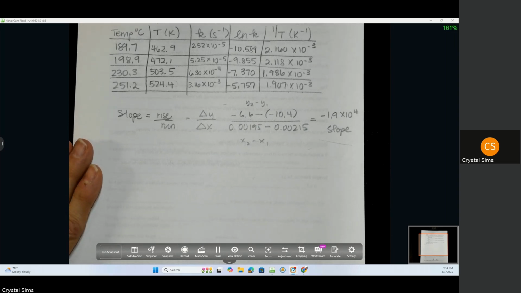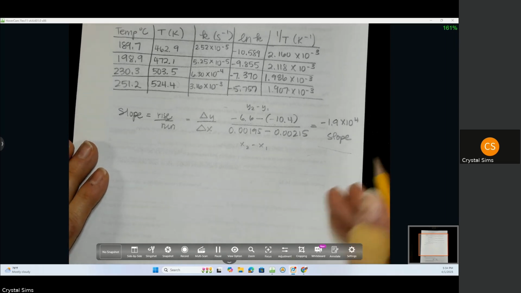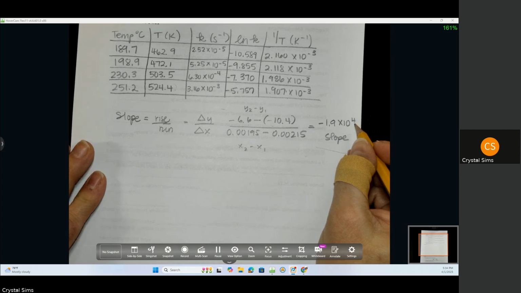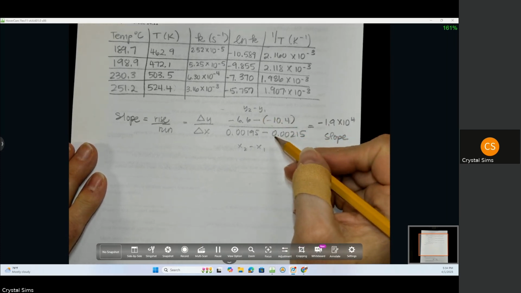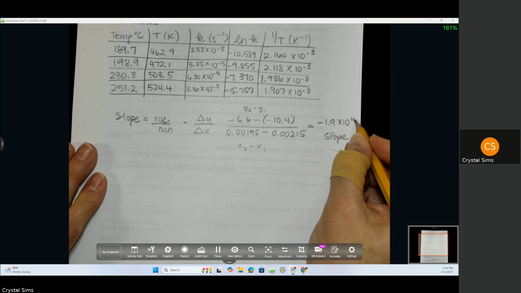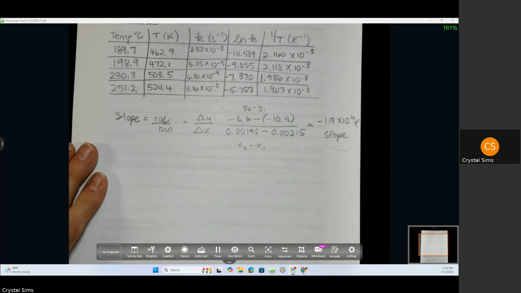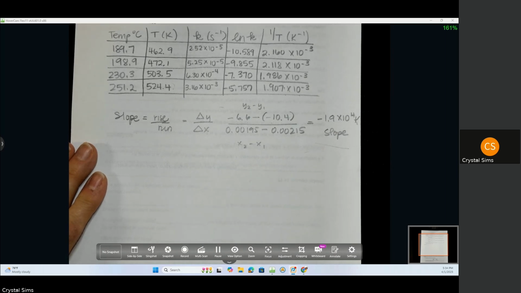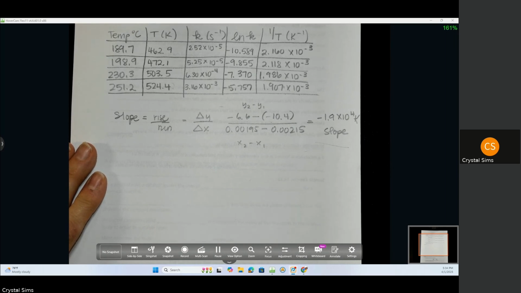Now, the unit for slope is K, because natural log is dimensionless. We're looking at temperature, and so our unit on our slope is going to be K for Kelvin. Okay, so negative 1.9 times 10 to the 4 Kelvin.